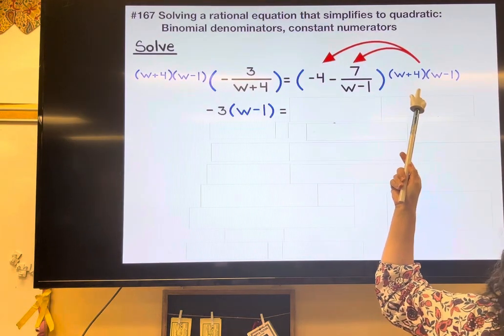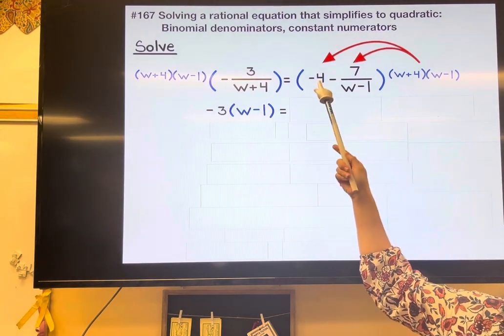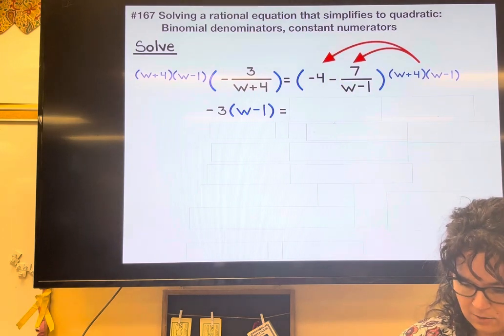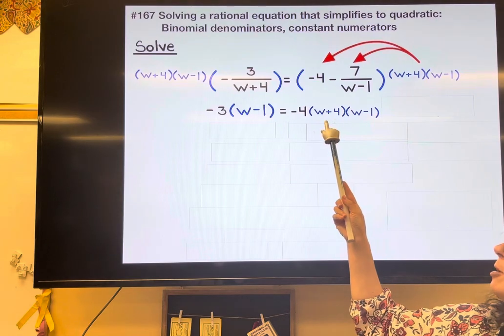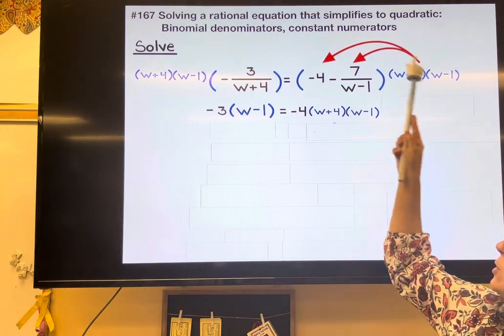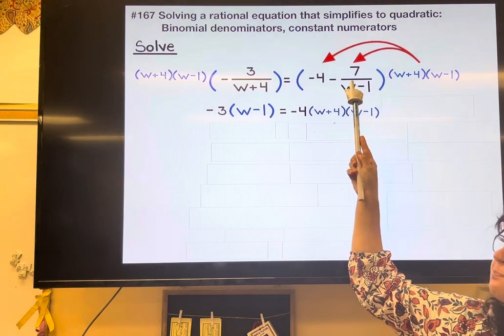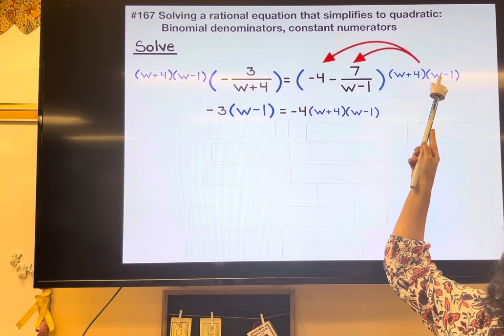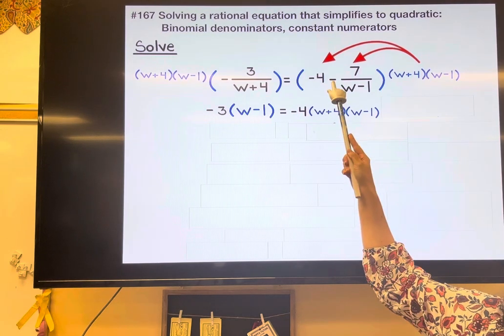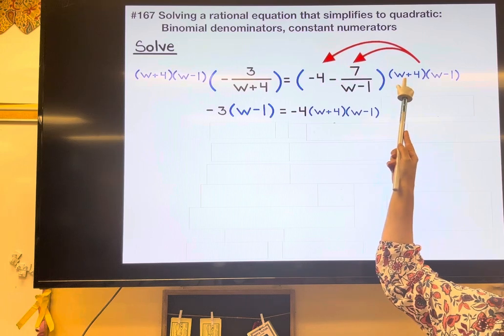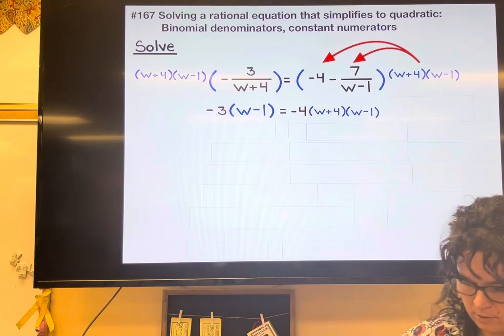Now if I take the blue here times negative 4, nothing cancels. So I've got all of that. So I'm going to have negative 4 times w plus 4 times w minus 1. But when I take the blue times this fraction, the w minus 1 is going to cancel that w minus 1. So I'm still going to have a negative 7, and I'm also going to have a w plus 4.